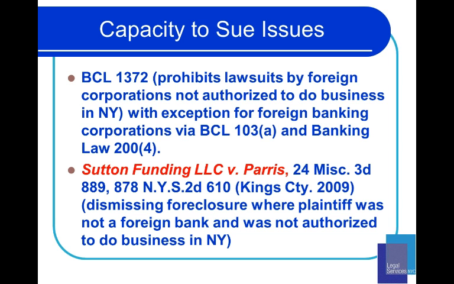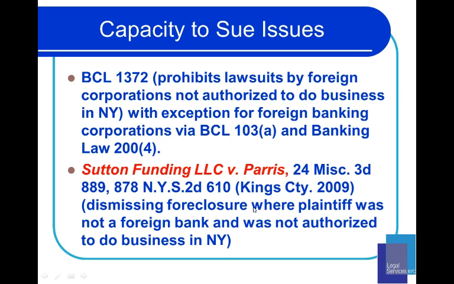Again, I mentioned capacity to sue. I'll just breeze through this, but a foreign entity that's not authorized to do business in New York can't bring a lawsuit in New York unless they've filed a certificate of doing business. So this Sutton funding case was an example of a non-bank.